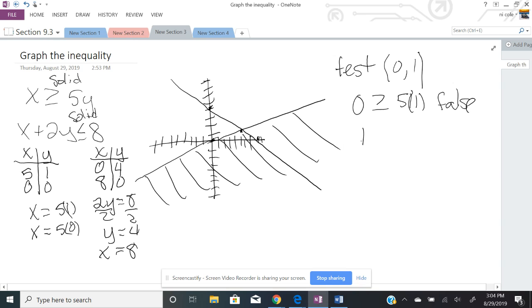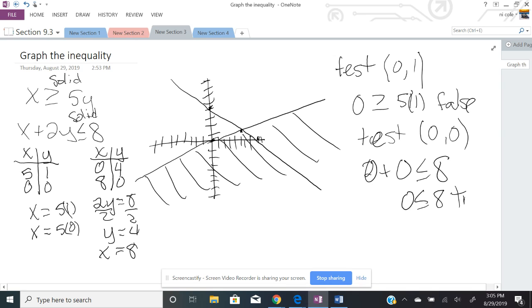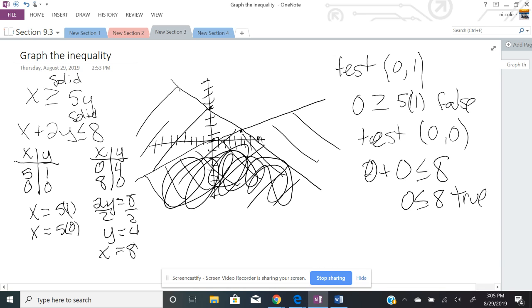Now let's test on the second one. Let's test 0, 0, because that line does not go through it. So is 0 plus 0 less than or equal to 8? So is 0 less than or equal to 8? That's true. Okay, because that's true, I can come here, look at my 0, 0, and shade on that side of the line. So here, where they double hatch, is my solution.